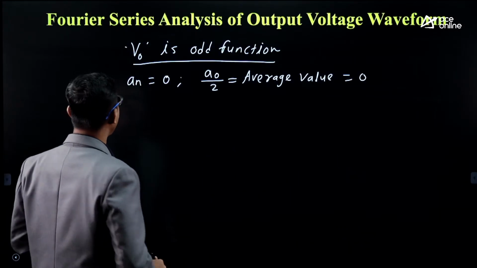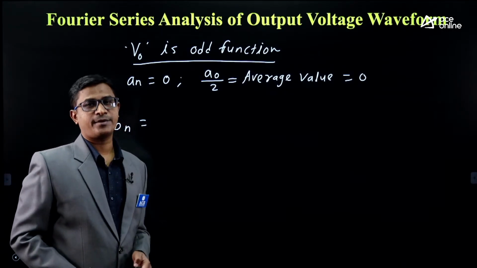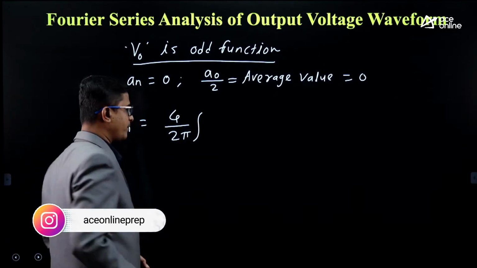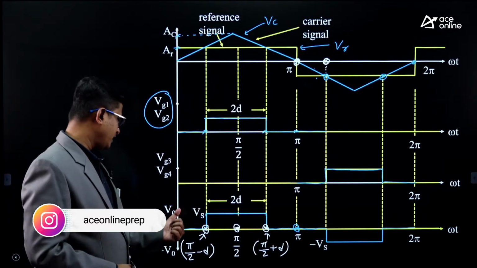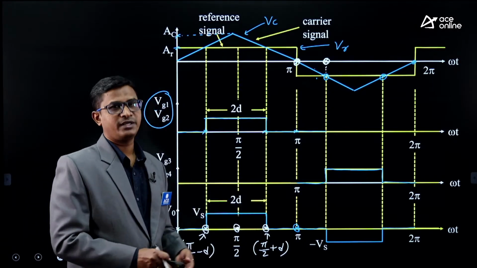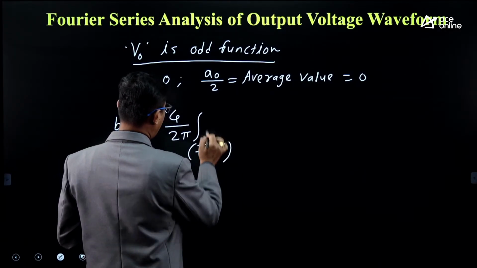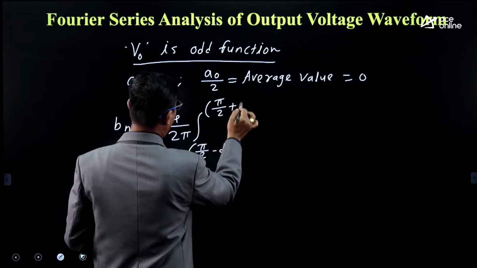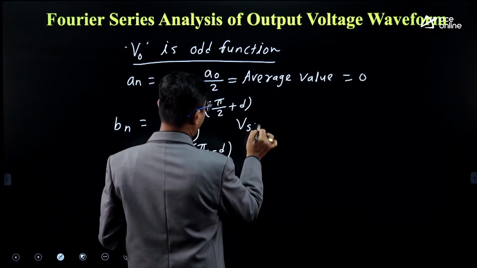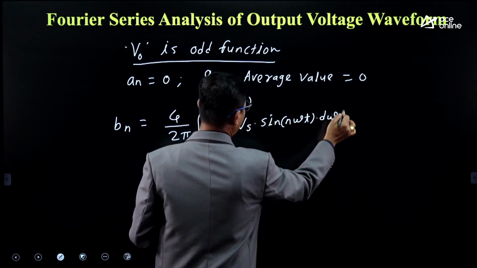So the only thing is we need to find Bn. How to find the Bn? We know if the function is odd, then Bn is equal to 4 by 2 pi integration from 0 to pi. But in between 0 to pi, the effective interval is pi by 2 minus D till pi by 2 plus D. During this interval, what is the V0 value? It is Vs. Vs into sine of n omega t d omega t.